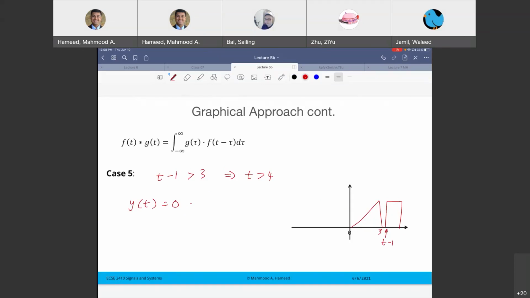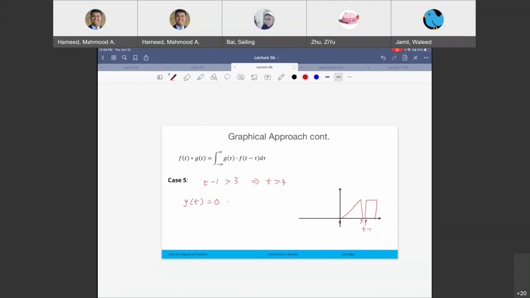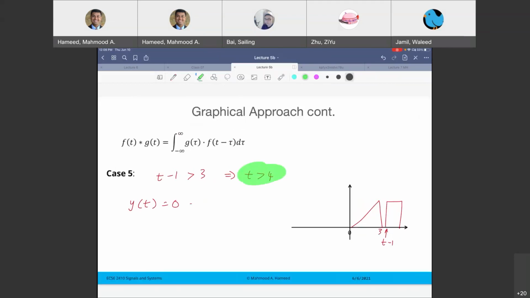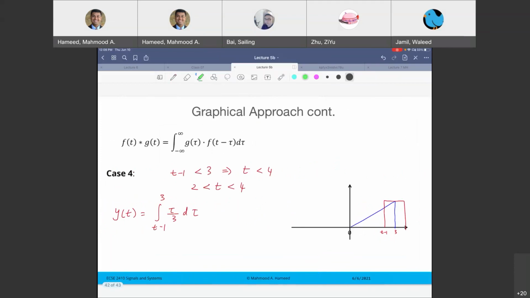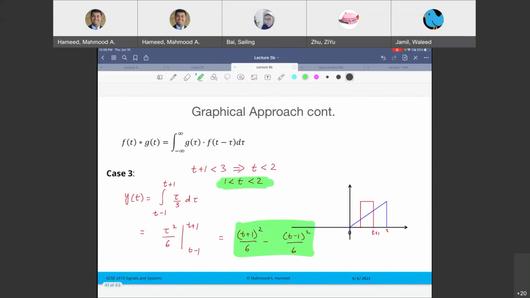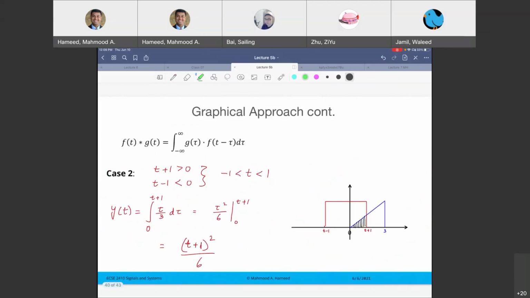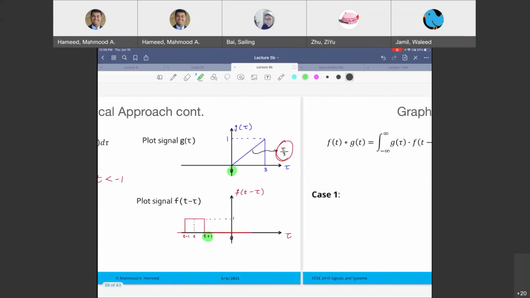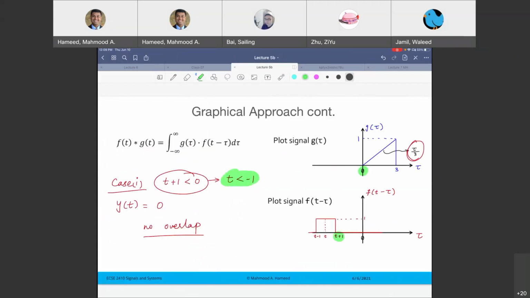Zero, then some quadratic, some other quadratic, some other quadratic, 0. We evaluated the output for time greater than 4, we got 0. For time between 2 and 4, we got something that needs to be solved. For time between 1 and 2, you got that. For time between -1 and 1, you got that. And then for less than -1, you got no overlap, 0.